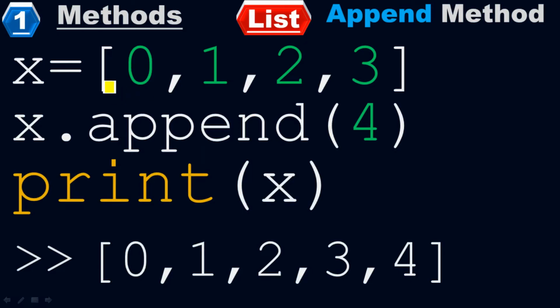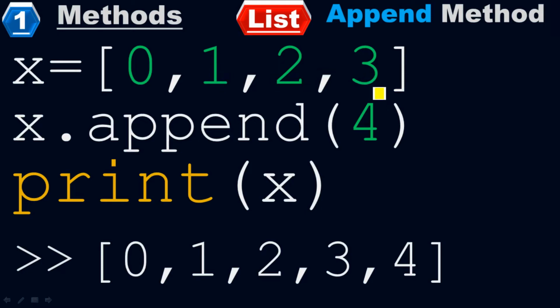Look at here. From here up to here, this list has been named with a variable which is X. X is the variable name. It is the identifier. It is a placeholder which holds this information from here up to here. It is a list with elements 0, 1, 2, 3.